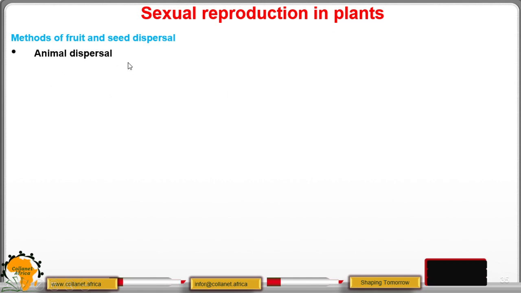First, we have animal dispersal, and these seeds that are dispersed by animals are fleshy, or succulent, to be eaten by animals. For example, guava, for example, mangoes. You eat them and then you throw away the seeds. So that is dispersal.